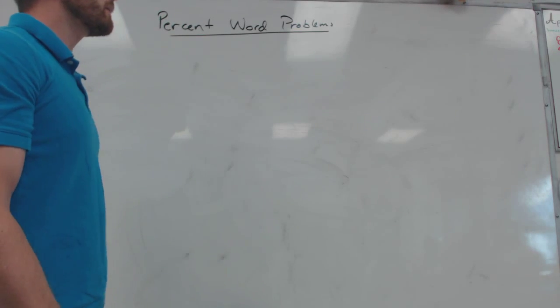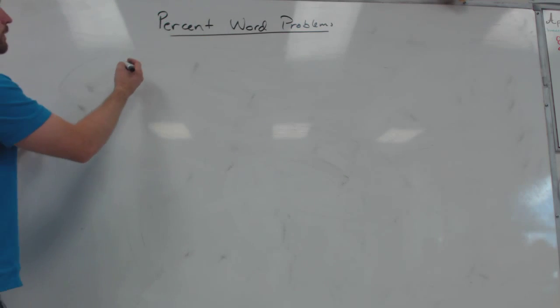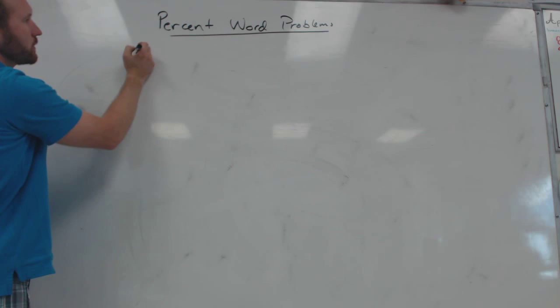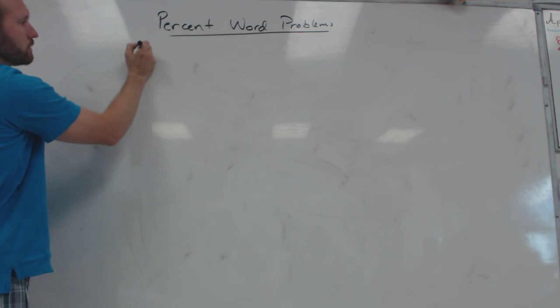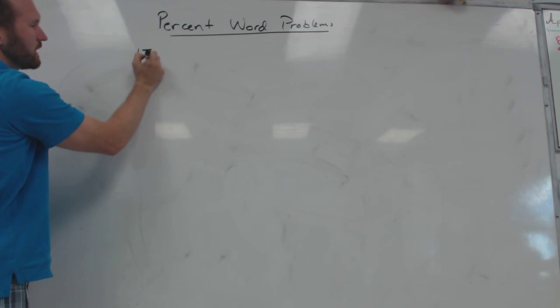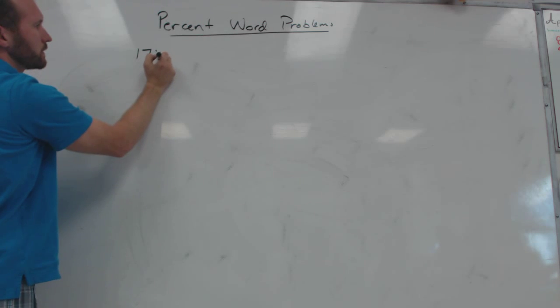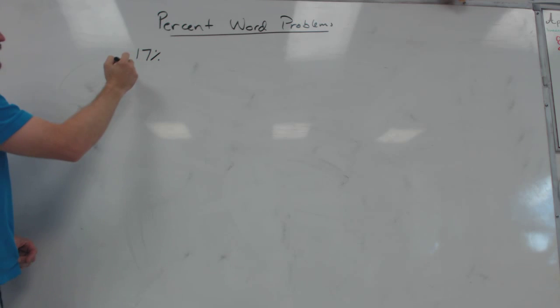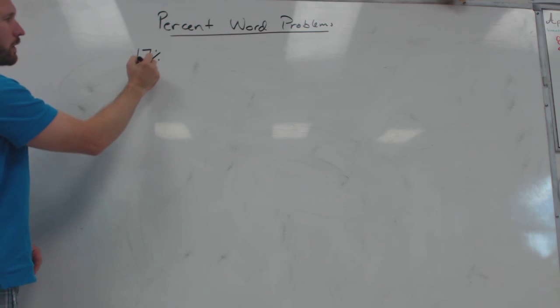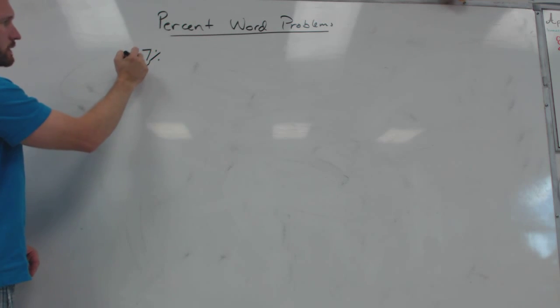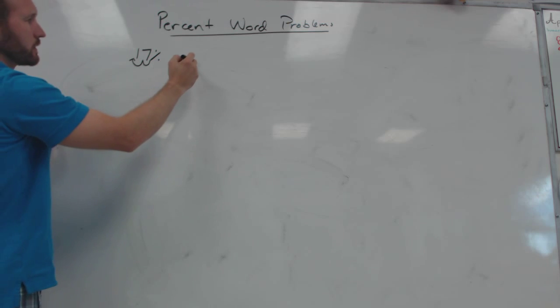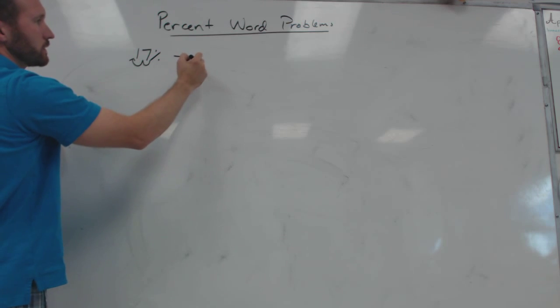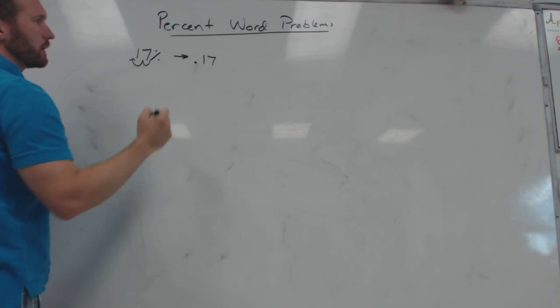All right, percent word problems. So quick review. Converting a percent to a decimal. If I have 17%, convert that to a decimal, I divide by 100 or move the decimal place twice to the left. 17% is 0.17.